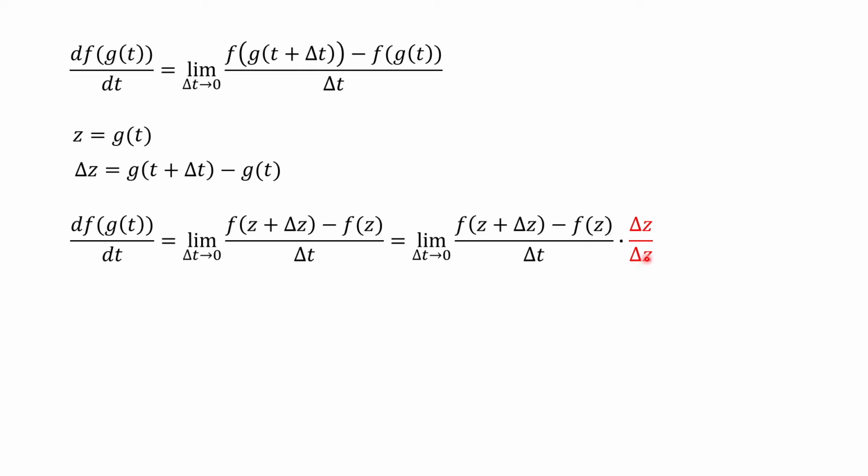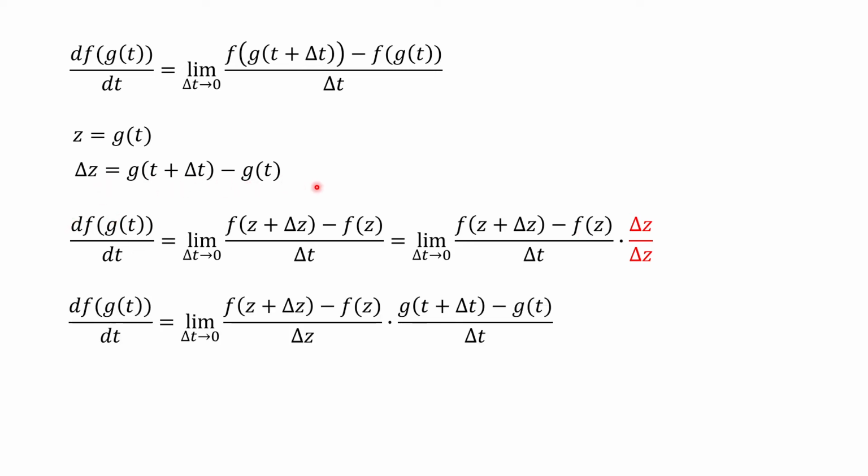The next thing I'm going to do, I'm going to just rearrange terms. I'm going to change the order of delta z and delta t, and replace delta z here with the difference in g. In this case, I'm going to get something like this, right? So what I did in the denominator, I simply switched t and z, and in the numerator, I replaced delta z here with this definition, g of t plus delta t minus g of t. And now I would like to find this limit.